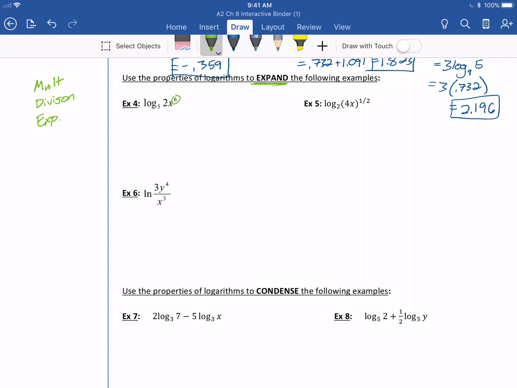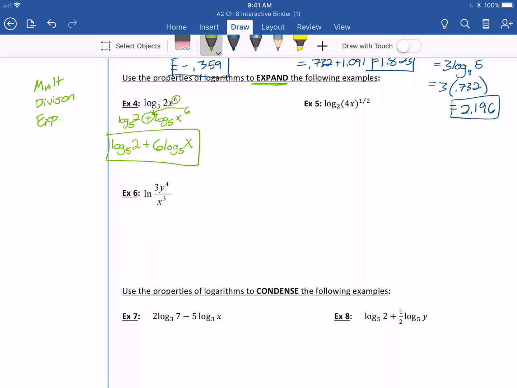As I break apart that multiplication, now this can be log base 5 of 2 plus log base 5 of x to the 6th. So I broke up the multiplication and I put a plus in between them. Okay, and then the last thing that I see, I don't see any more multiplication, I don't see any division, I see this exponent that has to come out in front. So I have log base 5 of 2 plus 6 log base 5 of x. And that right there, ladies and gentlemen, is my final answer.